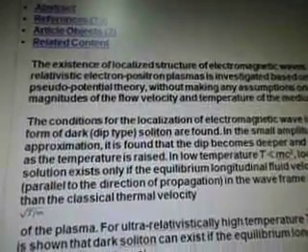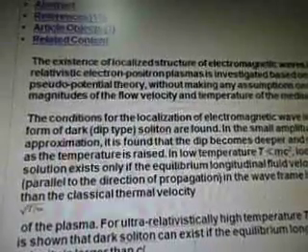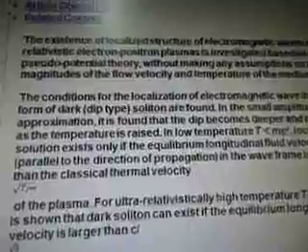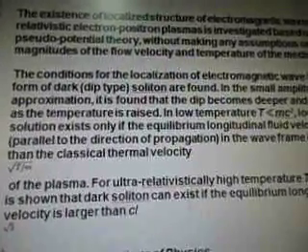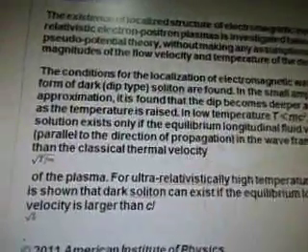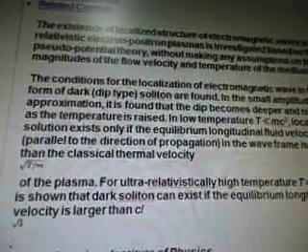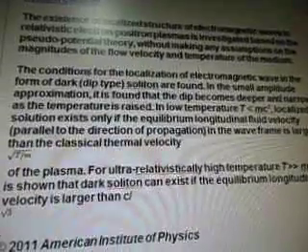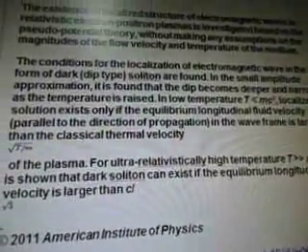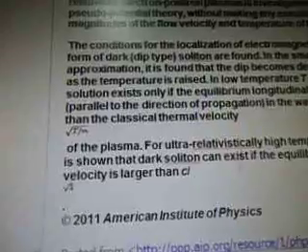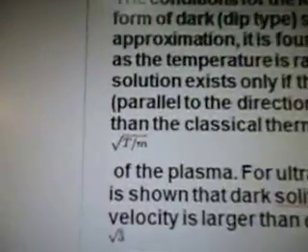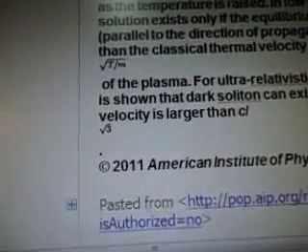It was published June 2011. Without making any assumptions on the magnitudes of the flow velocity and the temperature of the medium, the conditions for the localized electromagnetic wave in the form of dark dip-type soliton are found. In the small amplitude approximation, it is found that the dip becomes deeper and narrow as the temperature is raised. In low temperatures T much less than MC squared, localized solution exists only if the equilibrium longitudinal fluid velocity parallel to the direction of propagation in the wave frame is larger than the classical thermal velocity of the plasma.